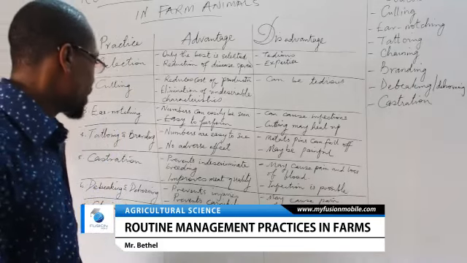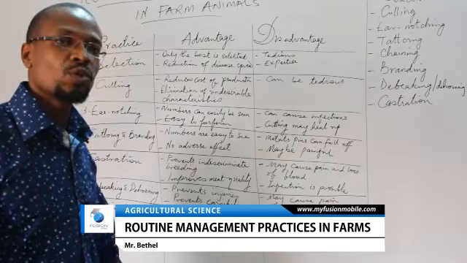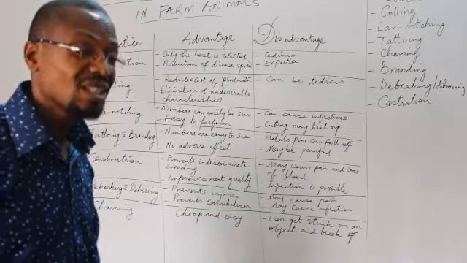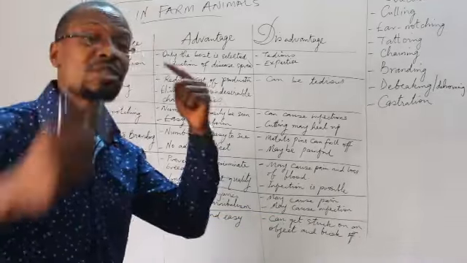Then debeaking and dehorning. Debeaking, what do we mean by debeaking? Cutting off the beaks of birds. Sometimes you see birds, they start to peck themselves and give themselves injuries.